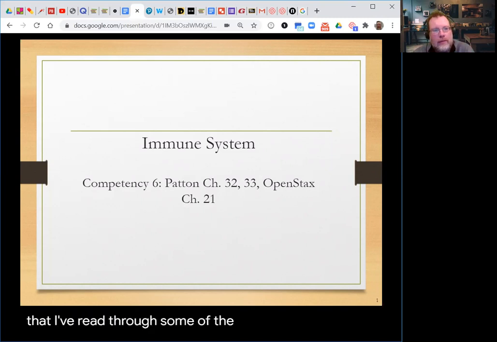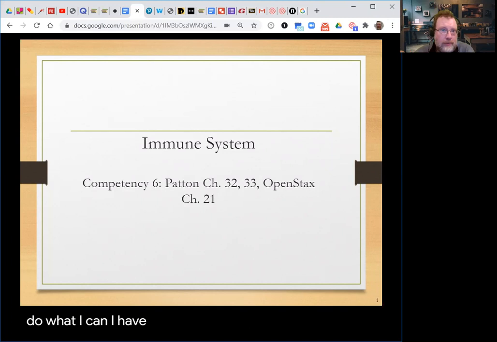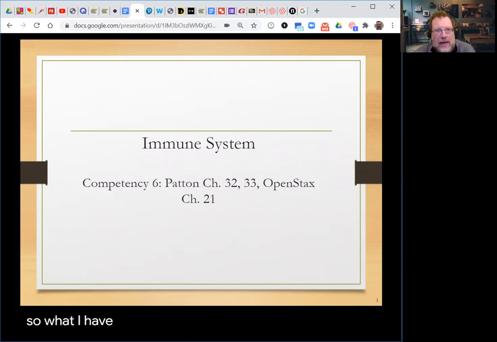I've read through some of the suggestions, and I agree completely with those suggestions, and I will do what I can. Most of the suggestions involved more test prep, more of an idea what's going to be on the test. So I have added review areas under the units. You're going to want to check those out. Those review areas will open up a Google Doc that's going to have the questions or similar questions that you might see.